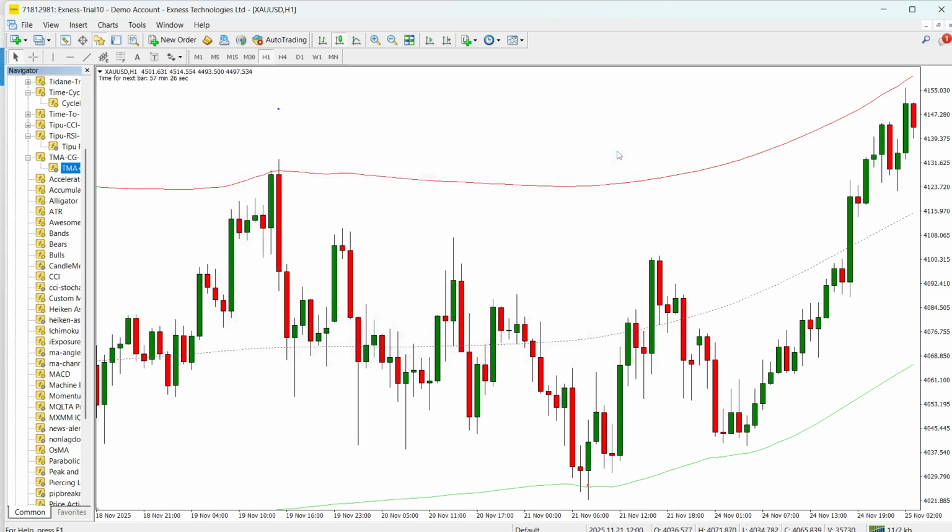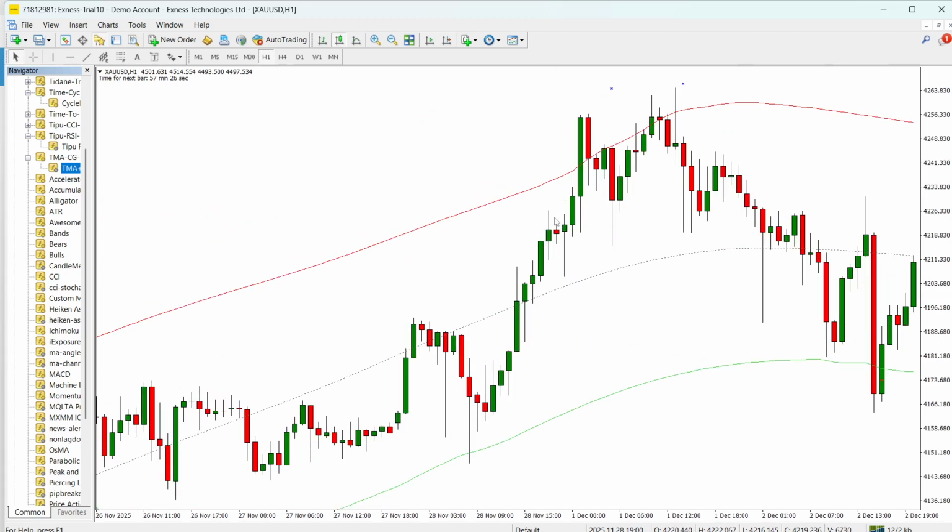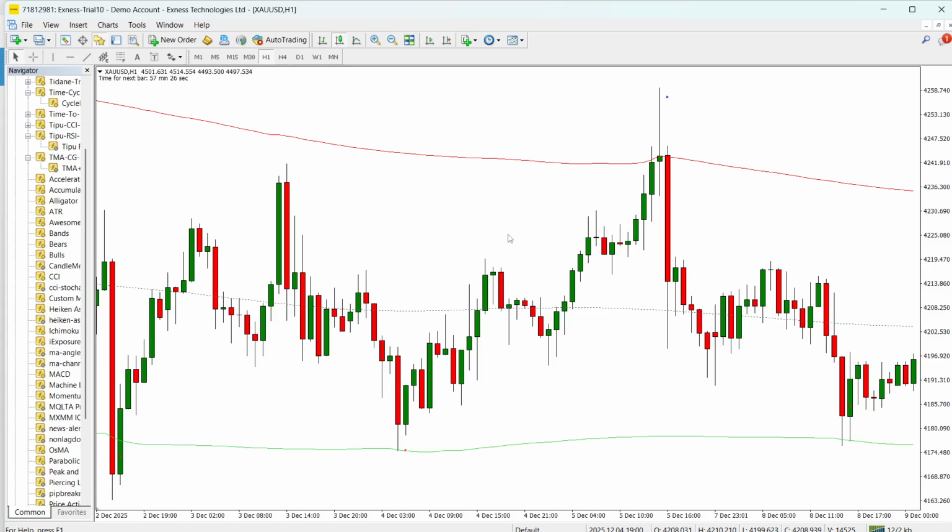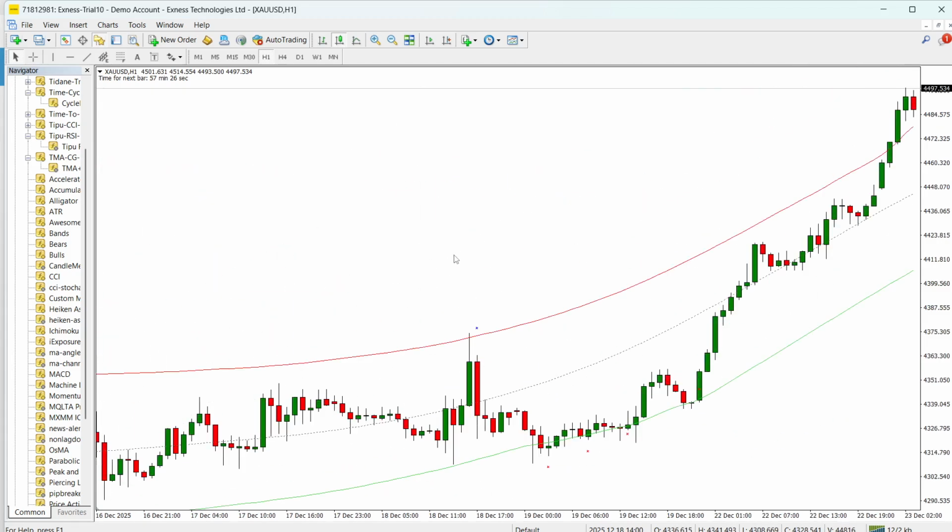The TMA CG MTF indicator is suited to traders who like to anchor their entries to dynamic support and resistance while respecting higher time frame trend direction, including swing and position traders. It is still a moving average based lagging indicator. It can generate false signals in ranging or choppy markets and may react slowly to sudden changes.